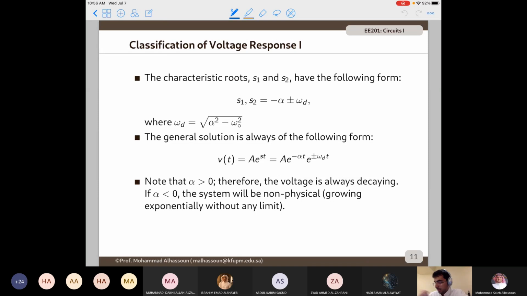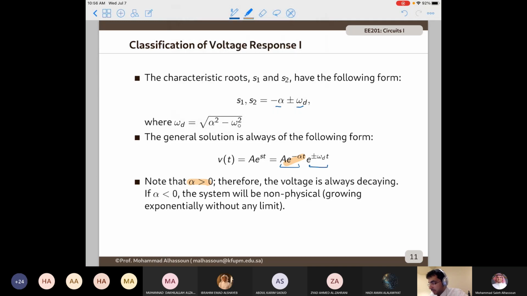So as you recall, the roots are S1 and S2, and they are given by alpha minus omega d. Omega d is simply like, I took this expression and wrote it as omega d. So if I substitute the solution, I will get e to the power minus alpha t, minus or plus this term. This term is always, alpha is always greater than 0.